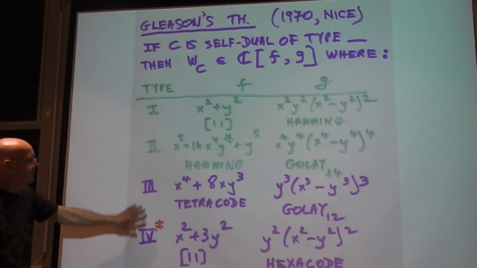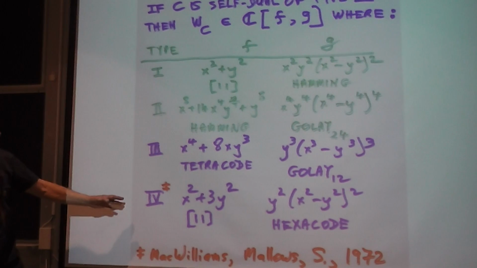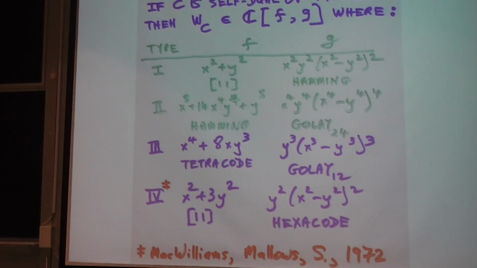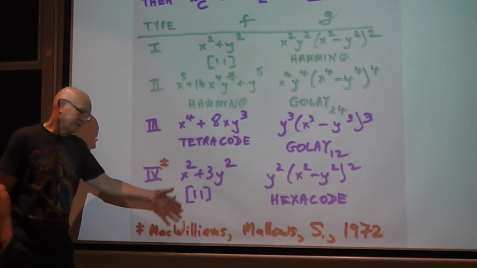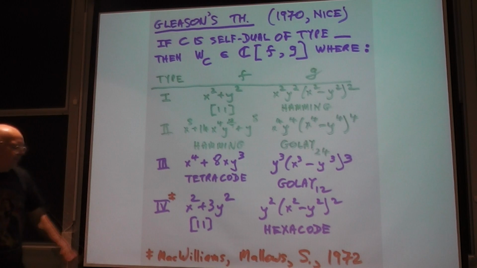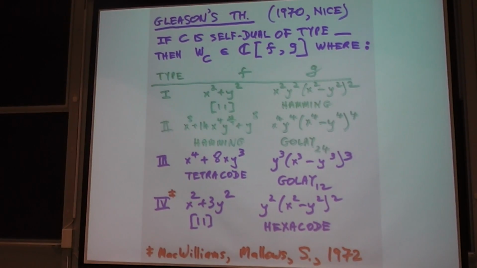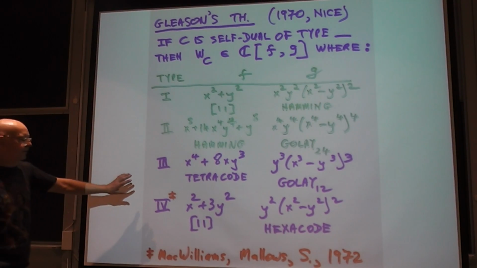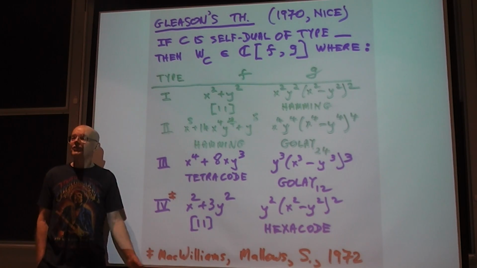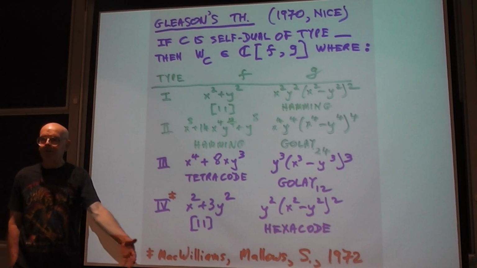He actually only looked at types 1, 2, and 3. He didn't bother with type 4, but Jesse McWilliams and Colin Mellors and I did that, but it's very easy to do. If anyone had asked him, he would have immediately said, yes, that's what they are. But here's the theorem. This characterizes the weight enumerators of self-dual codes whose weights are multiples of something.